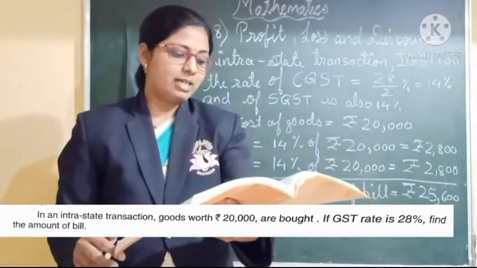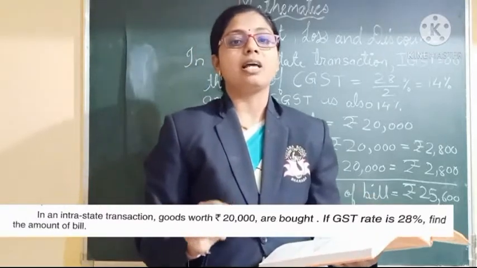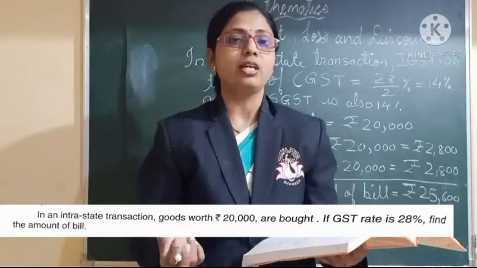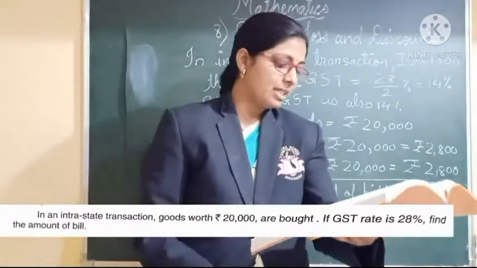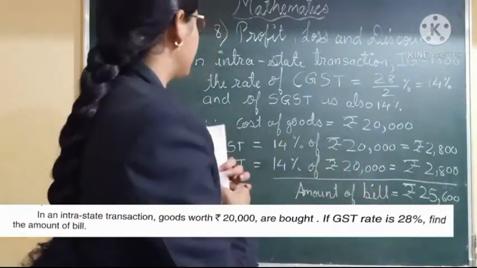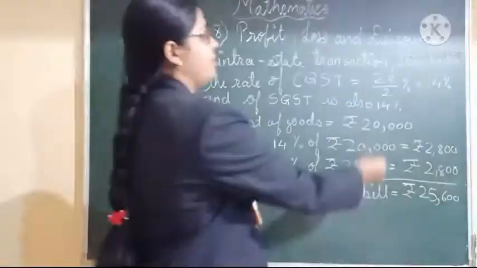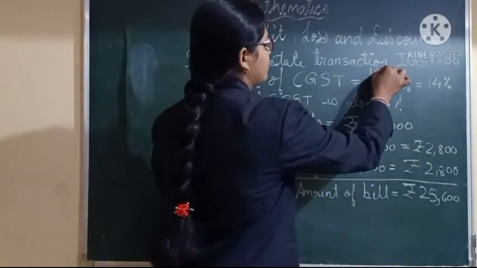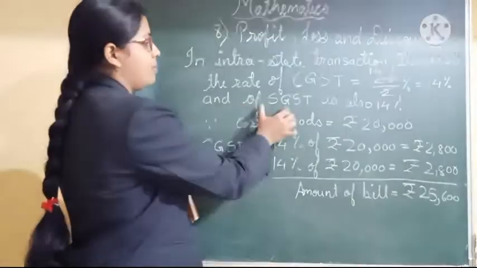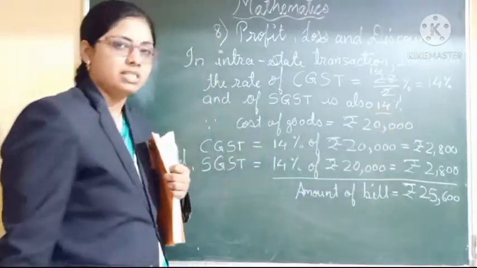So here it is given an intrastate transaction. Intrastate transaction means IGST will be 0, because intrastate means internal state transaction, so IGST will be 0. Then here, as it is the case of an intrastate transaction, the rate of CGST will be 28 upon 2%. If we divide this, 2 ones are 2, 2 fours are 8, so it will be 14%. Then SGST, that means state GST, is also 14%.